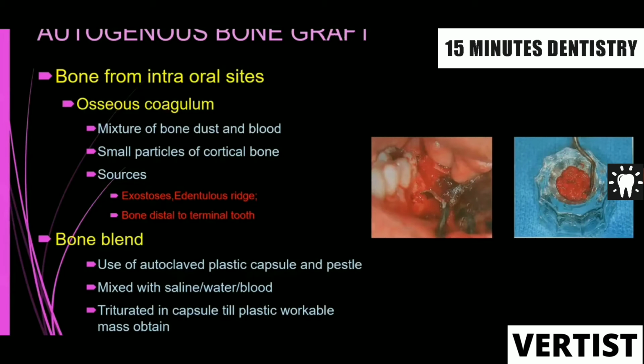So the first thing is the osseous coagulum. Basically it is a mixture of bone dust and bone, along with small particles of the cortical bone which you can obtain from exostosis or the edentulous ridge, and then you have to mix it and pack it into the defect. Whereas the bone blend is again the same thing, but here we use an autoclaved plastic capsule and pestle to triturate it, and then you get a plastic workable mass which you can pack into the defect.